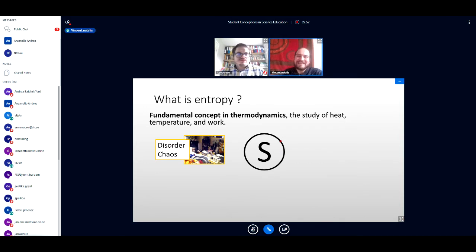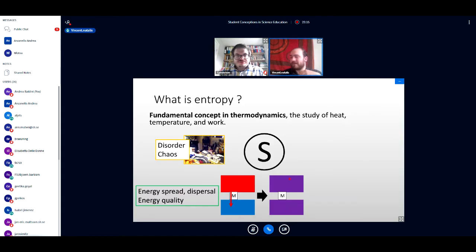What is entropy? Essential notion in thermodynamics, which is a branch of science that studies energy exchanges, as you all know, and which central notions are heat, work, and temperature. The way entropy is usually presented, and which, spoiler, is problematic, is that it's the disorder, the chaos of a system. The more disorder a system has, the more entropy it has.